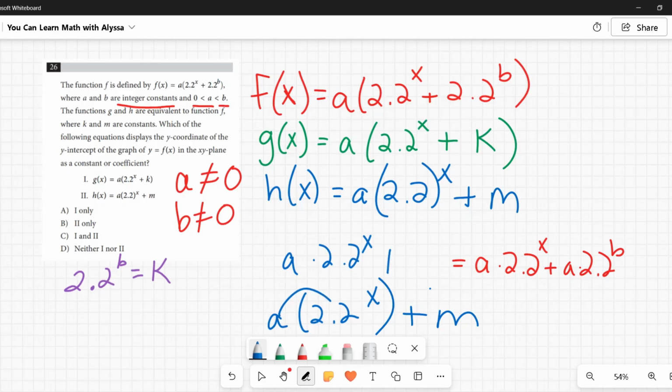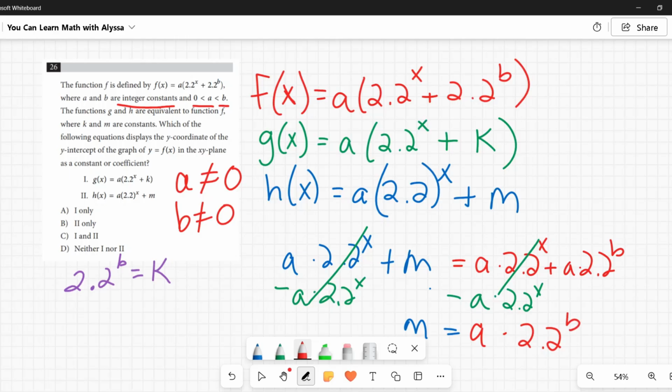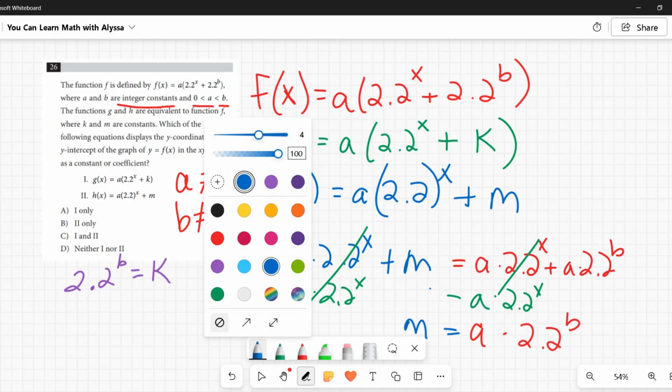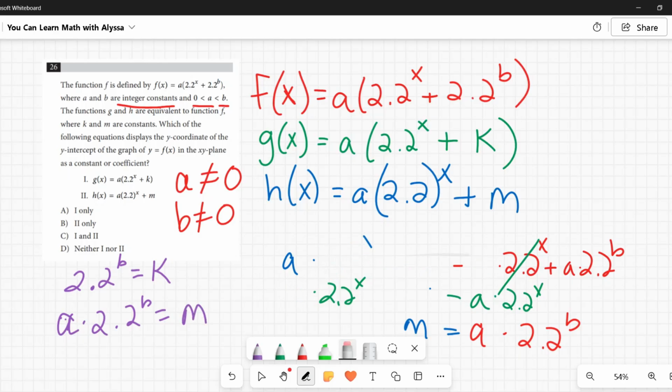So I just distributed that, and then I have my plus m. Okay, same sort of thing. I'm going to see what's equivalent by subtracting, getting rid of things that are the same. So I'm going to subtract a times 2.2 to the power of x on both sides. They cancel out, and I am left with m is equal to a times 2.2 to the power of b. All right, so that's another thing I'm going to write over here on the side: a times 2.2 to the power of b is equal to m.